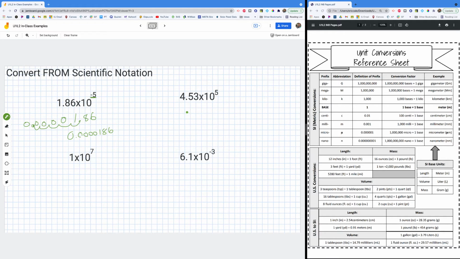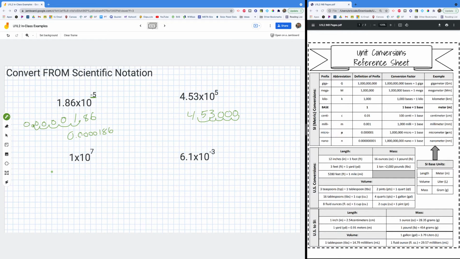We got 4.53 times 10 to the 5. Remember, if it's positive, that means it's a big number, bigger than 1, so we move it to the right. 1, 2, 3, 4, 5. Fill in our holes. We would not put a decimal at the end of this because we didn't have zeros here to show that those are significant. So we're going to say these are not significant because they're trailing zeros at the end of a whole number. It's just the 4, 5, and 3 there.